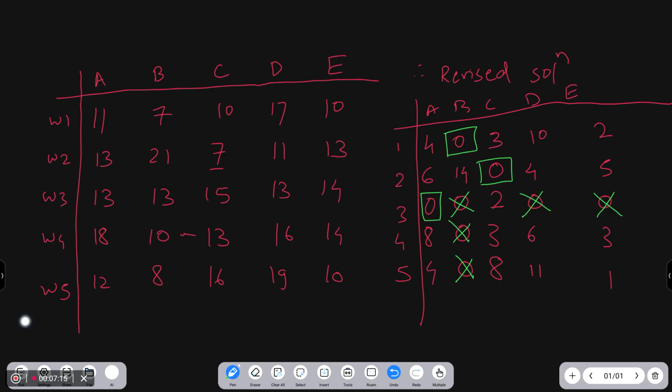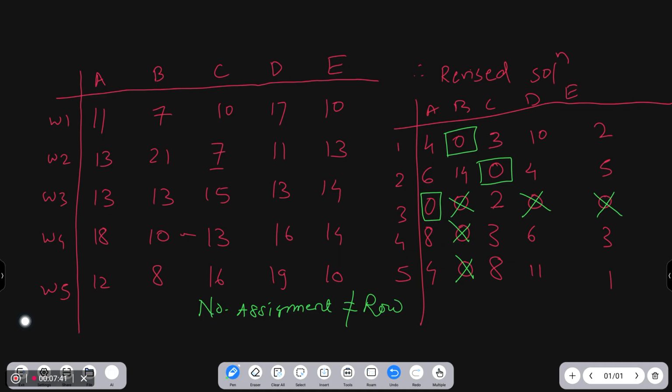What is the next step? Check whether the solution is optimal or not. How can we identify whether the solution is optimal or not? It is optimal if the number of assignments is equal to the number of rows.